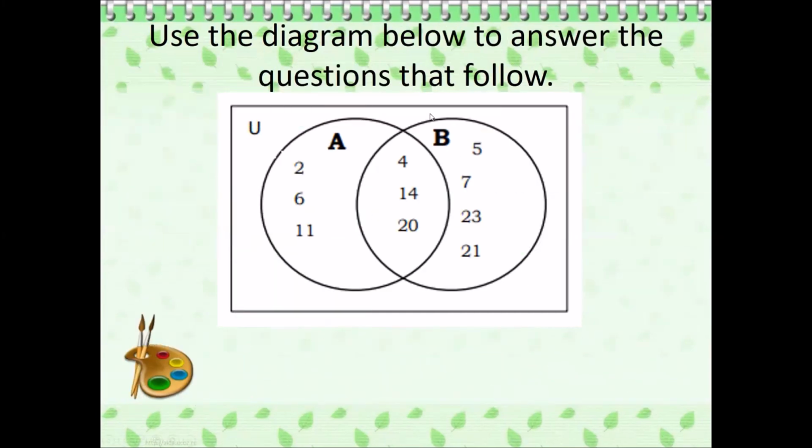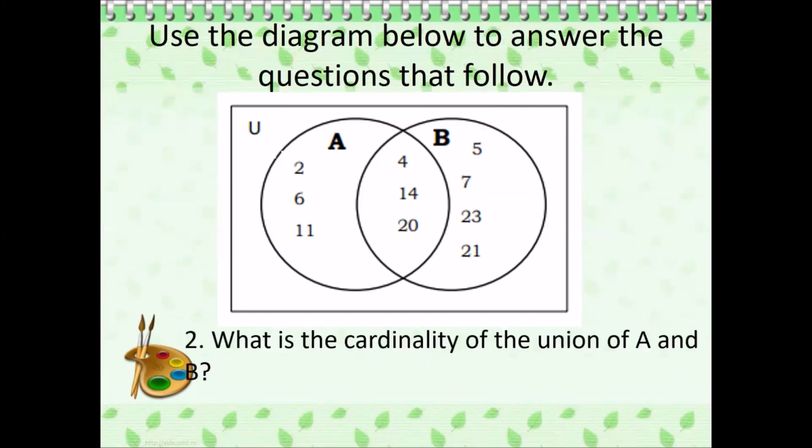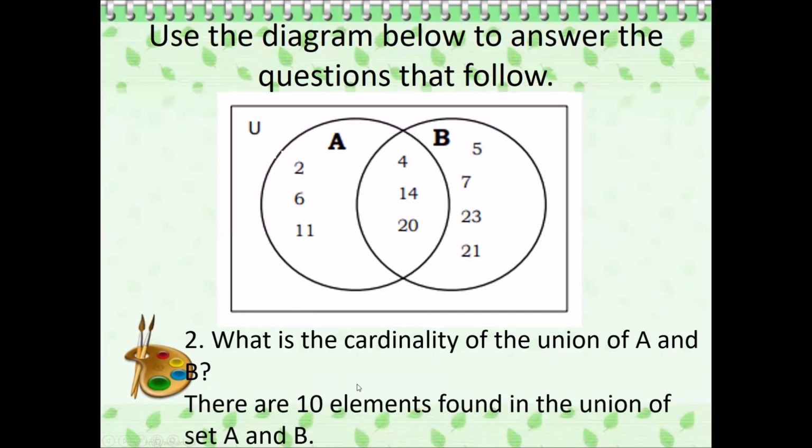Use the diagram below to answer the following questions. We have set A and set B, the same as given. So, what is the cardinality of the union of set A and set B? We count all the elements of set A and set B, or all elements found in the union: 1, 2, 3, 4, 5, 6, 7, 8, 9, 10. So the cardinality of the union of set A and set B is 10 elements. We found 10 elements in the union of set A and set B.